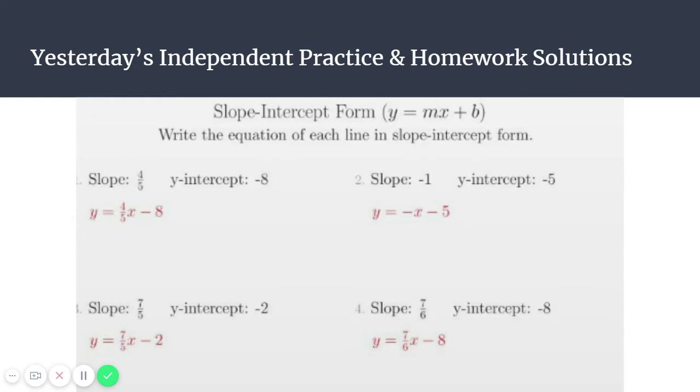Number 2, your slope is -1 and your y-intercept is -5. With that being said, your equation should be y equals -x minus 5. Remember, there's no need to write the actual 1 because the variable itself represents 1. Number 3, your slope was 7/5 and your y-intercept is -2. That equation should equate to y equals 7/5 x minus 2. And the last one is 7/6 as your slope and your y-intercept of -8. So that equals y equals 7/6 x minus 8.